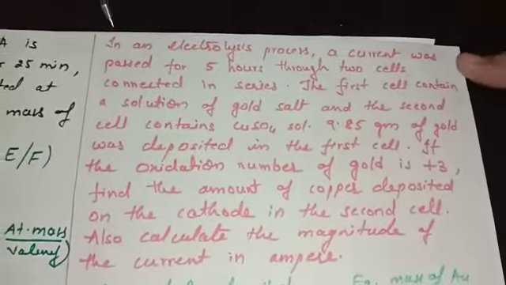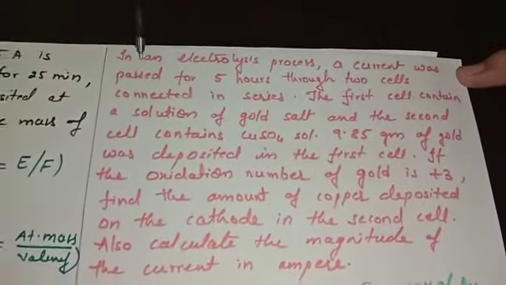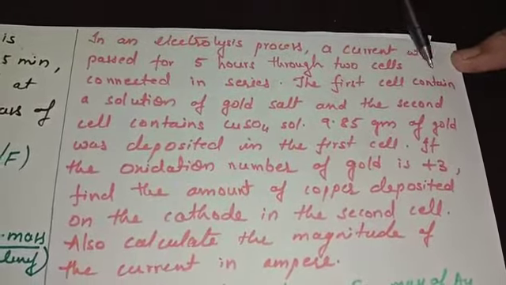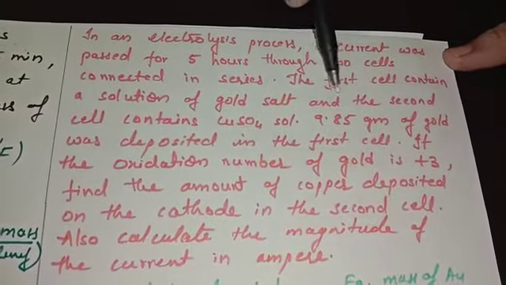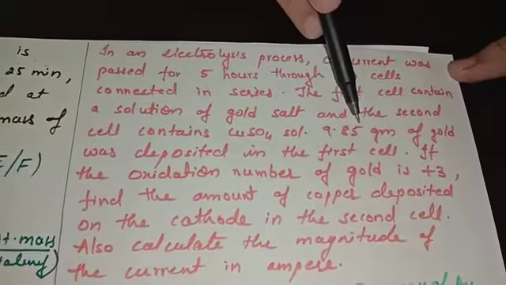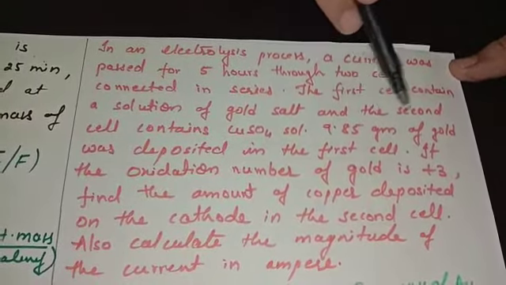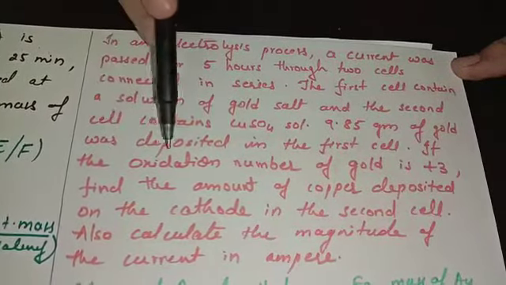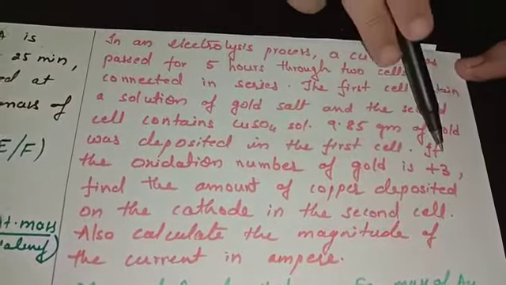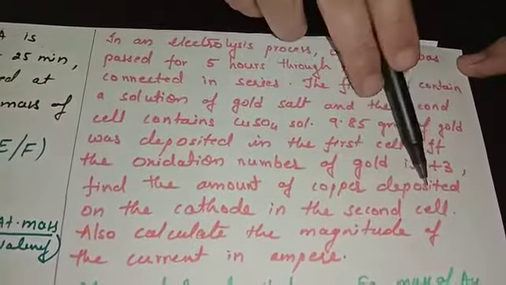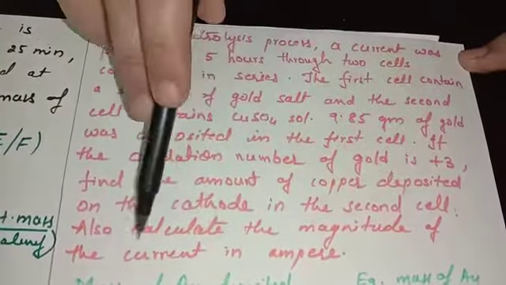Now, coming to the numerical problem. The question is: in an electrolysis process, a current was passed for 5 hours through two cells connected in series. The first cell contained a solution of gold salt and the second cell contained copper sulfate solution. 9.85 gram of gold was deposited in the first cell. If the oxidation number of gold is +3, find the amount of copper deposited on the cathode in the second cell. Also calculate the magnitude of the current in ampere.